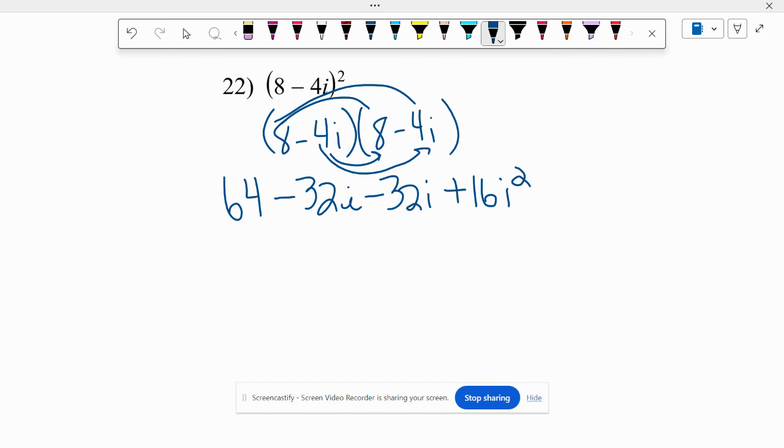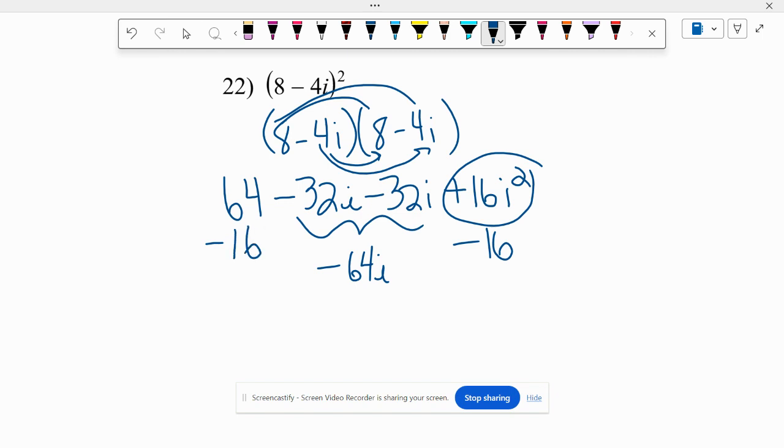Perfect. So can we combine like terms? What two things can I group together? What is negative 32 and negative 32? Negative 64i. What does this become? This positive 16i squared. It's not negative 16i squared, it's just negative 16. So 64 minus 16 is 48.